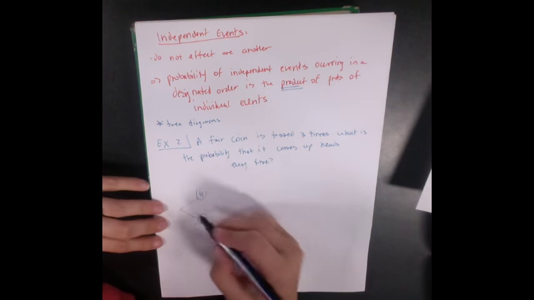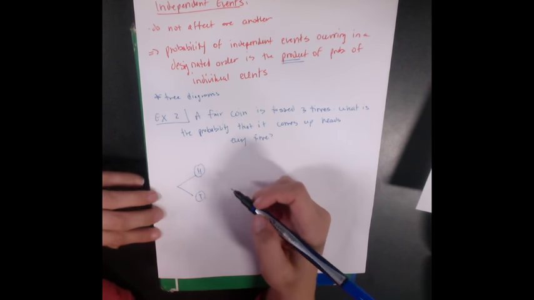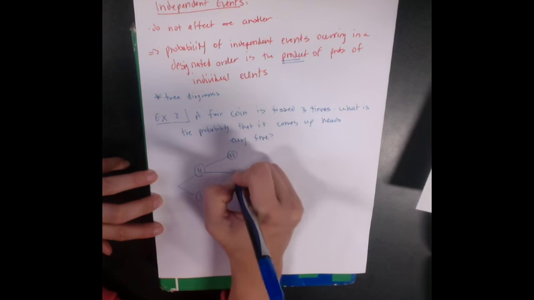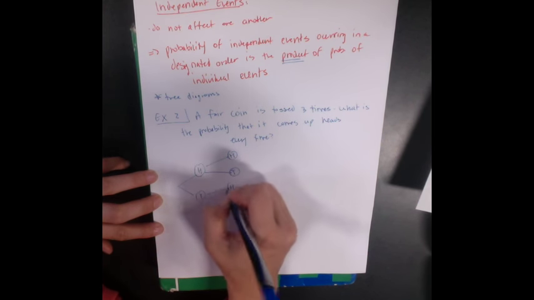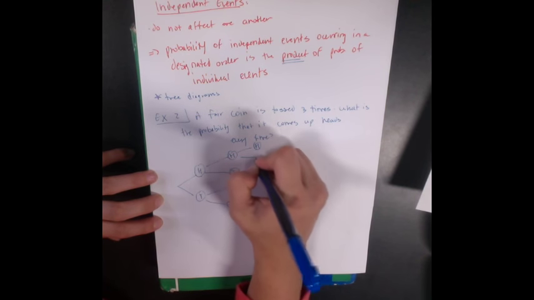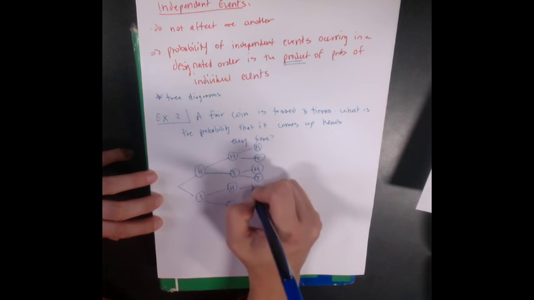All right, now in my first toss, I can either get heads or tails. It's a fair coin, so only heads or tails can happen. In my second toss, I again can get heads or tails for each of these. And in my third toss, each of these can get heads or tails.